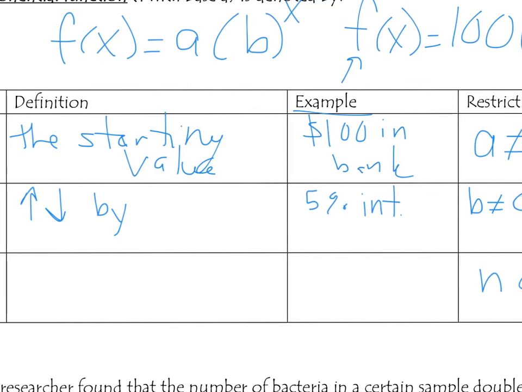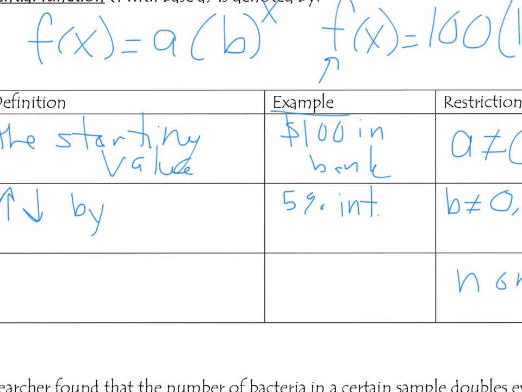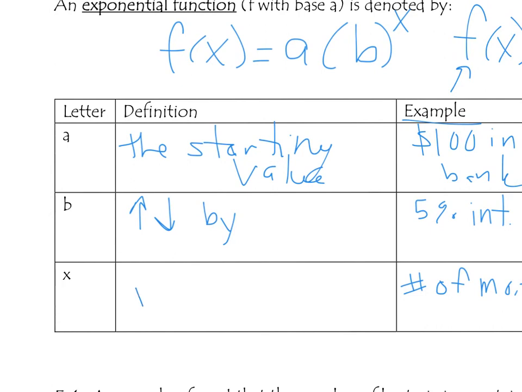And for our example, it would just be how many times you get your interest. So the number of years or days or whatever it is. It's usually the number of something, honestly. Maybe the number of months, something like that. Okay. But x is just your input. You know how I like to put everything in terms of input and output.